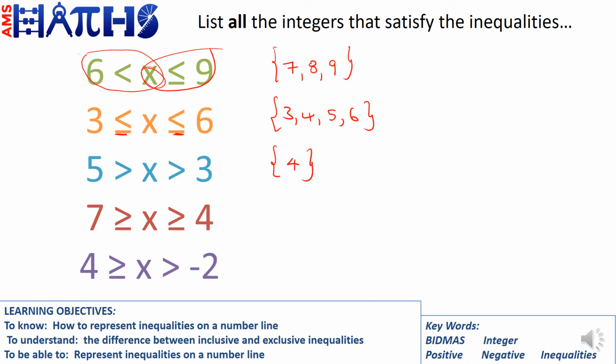The next one says x must be smaller than or equal to 7. So 7 is involved and smaller than. But then it needs to be bigger than or equal to 4. So all these numbers are bigger than 4, so 4 or equal to 4. So that's our answer. Then we have x must be smaller than 4 but bigger than minus 2. Smaller than or equal to 4, so 4 is included. But then it must be bigger than minus 2, so we keep going until we get to minus 1. Okay, so those are your answers.